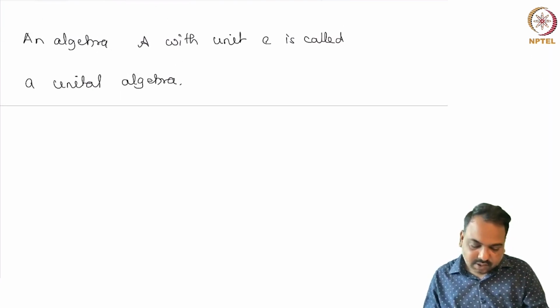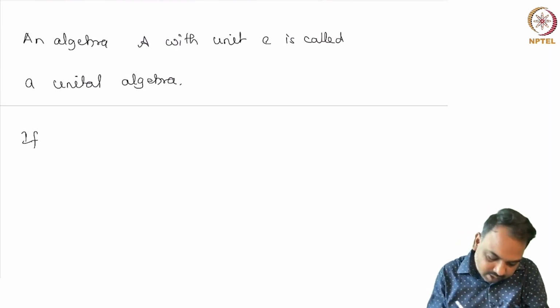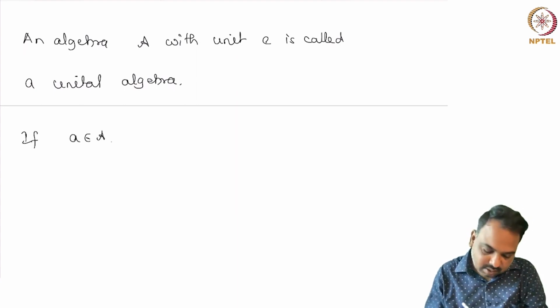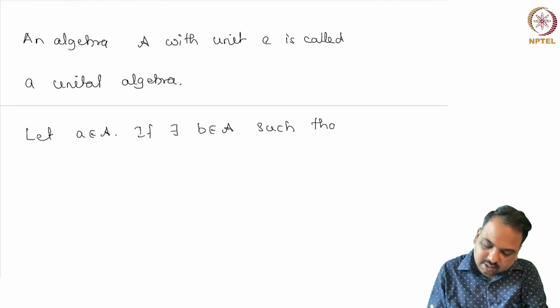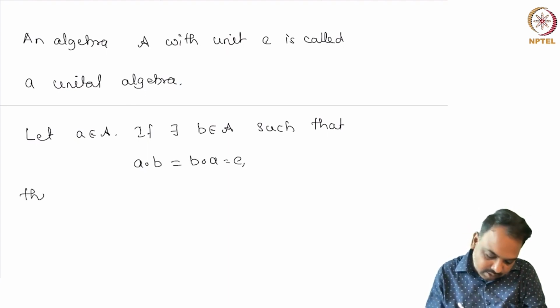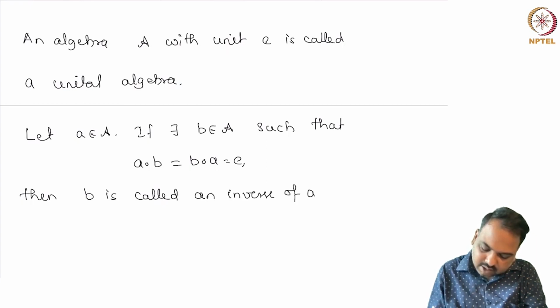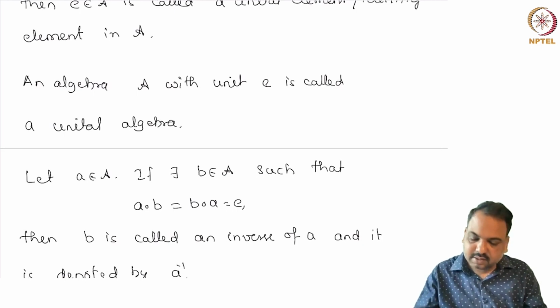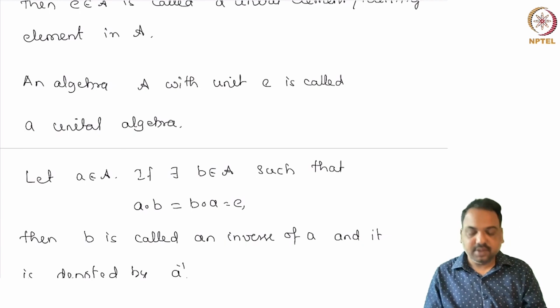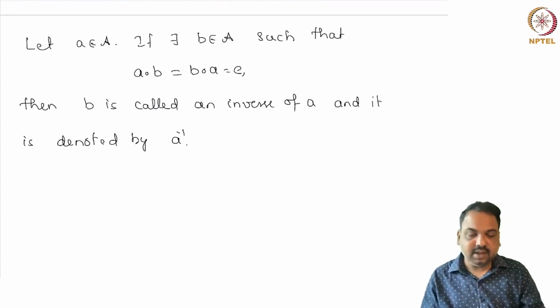Okay. So once we have a unit element, we can define the inverse of an element. Let us take A in A. If there exists B in A such that their multiplication equals the identity element, then B is called an inverse of A, and it is denoted by A inverse. And here we can show that if there is a unit, it must be unique, and similarly the inverse, if at all it exists for an element, must be unique.